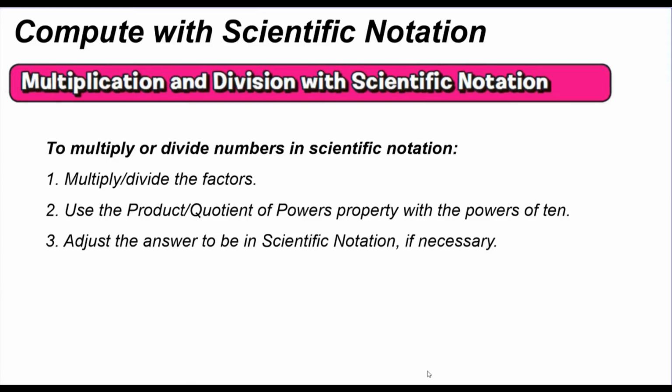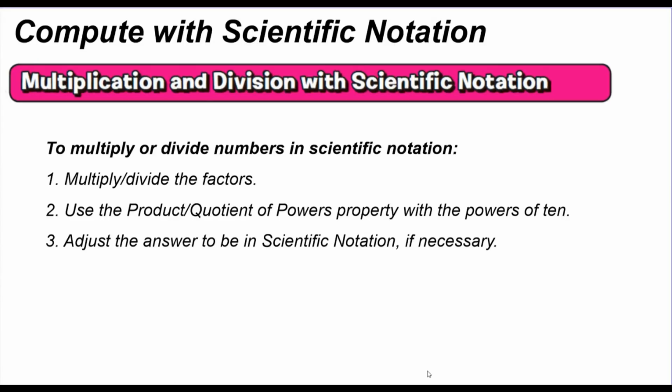To multiply or divide numbers in scientific notation, the first thing we're going to do is multiply or divide the factors. So we're going to take those numbers that are multiplied by the power of 10 and multiply them together or divide them depending on what we're doing. Then secondly, we're going to use the product or the quotient of powers property that we talked about with the powers of 10. Since they have the same base, a base of 10, we can use the product or the quotient of powers property.